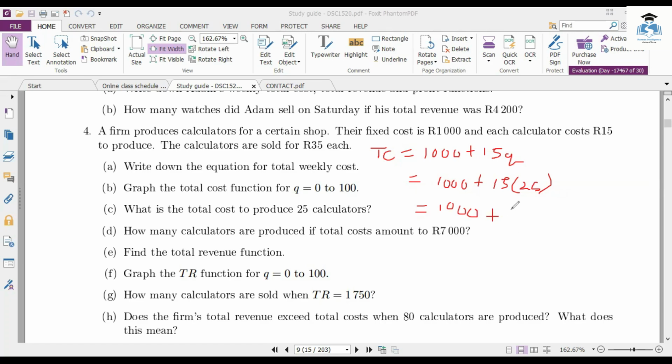Those with the calculator, 375. 375 plus 1,000 is 1,375. So that's your total cost. That's what they want you to calculate here.